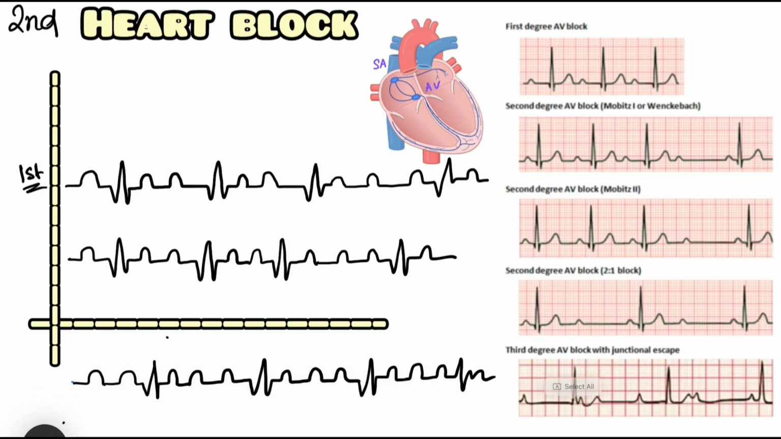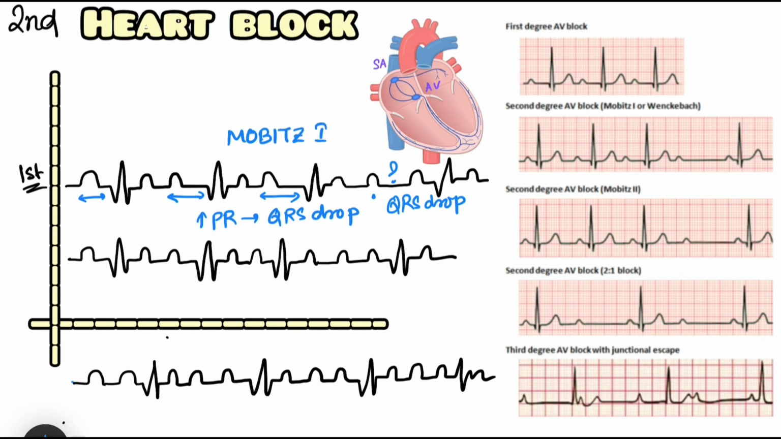In the first graph that you can see over here, the PR interval is progressively increasing. This is the PR interval over here, and then the PR interval increased further, then again increased further, and this increase ultimately leads to a P wave, but after that, there's a lost QRS or QRS drop. So basically, there's a progressive PR increase, finally leading to a QRS drop. This type of second degree heart block is known as Mobitz type 1.